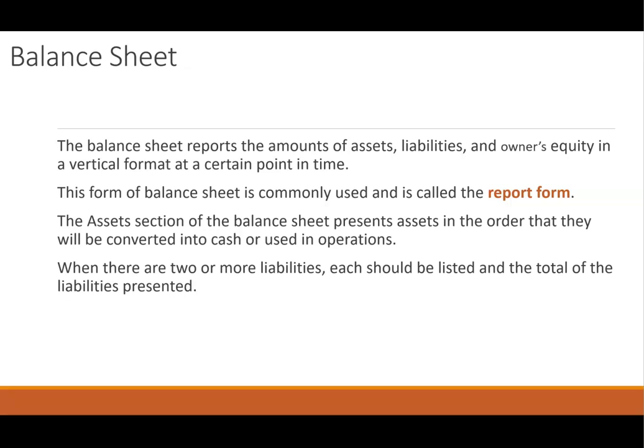Okay? The balance sheet reports the assets, the liabilities, and the owner's equity in a vertical format at a certain point in time. Think of a snapshot. This form of a balance sheet is called the report form. Assets always come first. And the accounts in the asset section normally are listed in order of liquidity, which means cash is as liquid as you can get. Accounts receivable, you'll be getting the money in from customers, so that's liquid. And then the harder it is to convert those assets to cash, they go farther down on the asset section of the balance sheet. When we're dealing with liabilities, when there are two or more liabilities, each should be listed and the total of the liabilities are totaled.